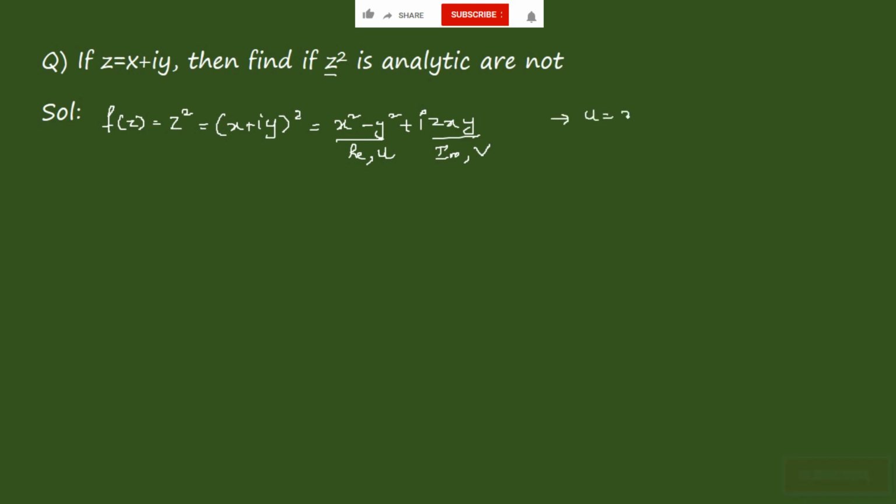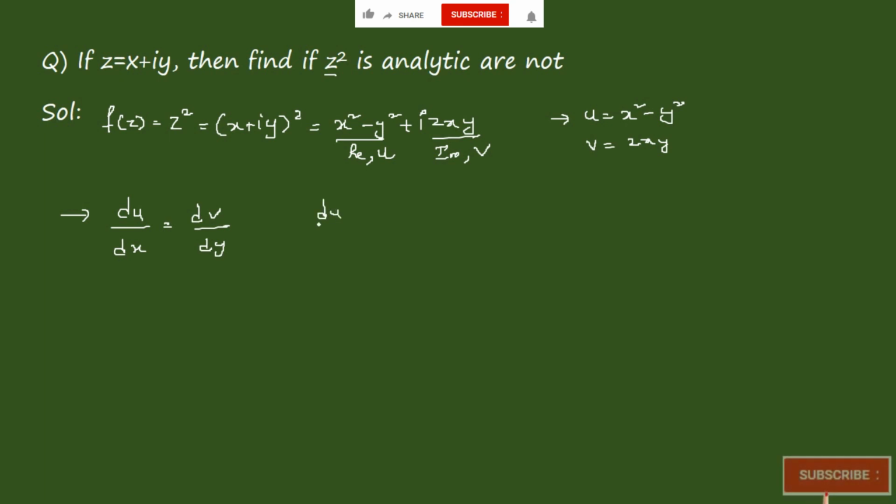u is equal to x square minus y square, and v is equal to 2xy, right? Now, the CR equation conditions: differentiation of u with respect to x should be equal to differentiation of v with respect to y. Another condition is differentiation of u with respect to y should be equal to minus differentiation of v with respect to x, right? Now let us go with this first one.